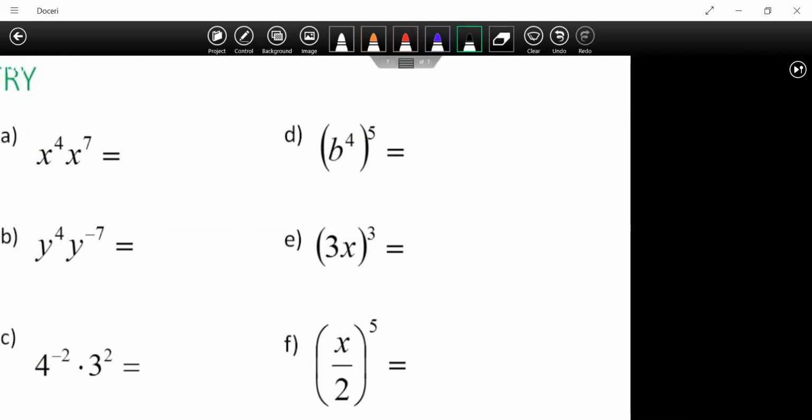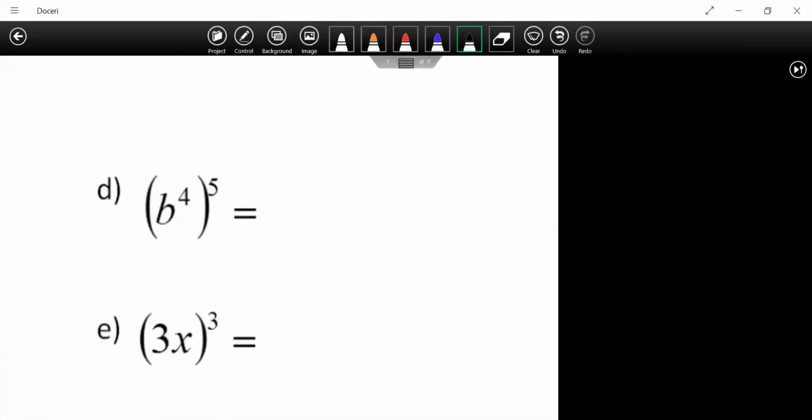We're taking an exponential and raising it to another power. What do we do? Multiply. We're going to keep the same base, and we're going to get 4 times 5, or b to the 20th power. Beautiful.